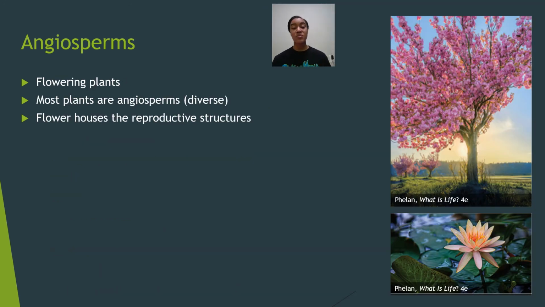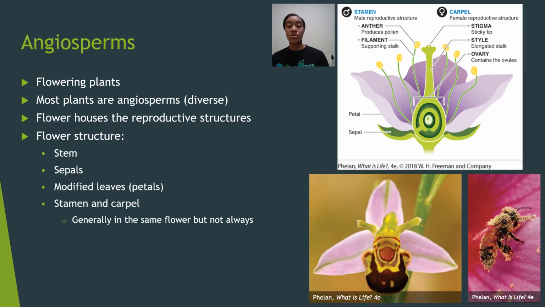Now we have our angiosperms, and our angiosperms are our flowering plants. These are the ones that we all love. We love to smell them, we love to decorate with them, we love to eat things from them, and we get so inspired by them because of their beauty. Angiosperms are the most diverse category of plants on Earth. Gymnosperms are older, but angiosperms are far more diverse, and they've been very successful in spreading all over the world. They have flowers, which is their key characteristic, and the flower actually houses their reproductive structures.